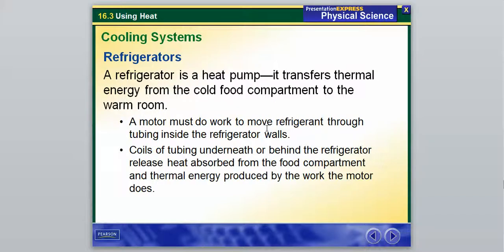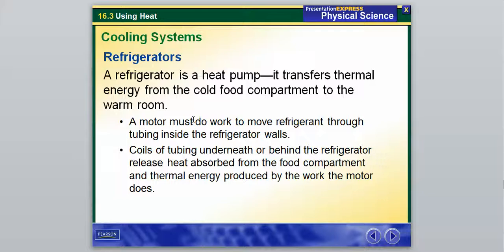Now we're going to take a look at how that works in a refrigerator, because it is a heat pump and it transfers thermal energy from the cold food compartment to the warm room. Think about it: your refrigerator is always cold on the inside. That's because it is constantly moving thermal energy out, keeping thermal energy out to maintain the cooler inside temperature.